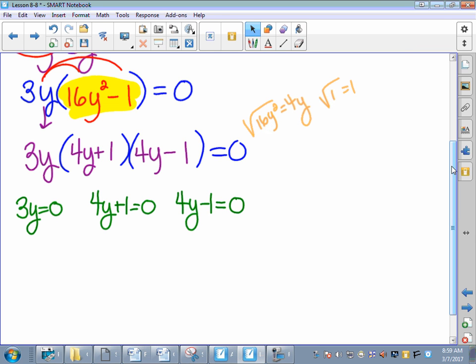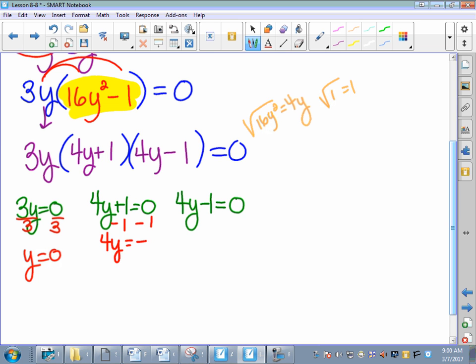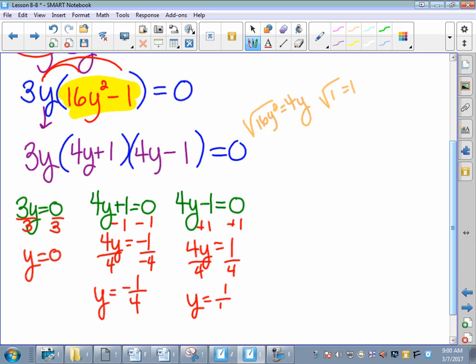And now hit pause, solve those. If I want to solve this one, I divide by 3, and I still have a 0. If I want to solve this one, I subtract 1 and divide by 4, and I get a -1/4. If I want to solve this one, I add 1 and divide by 4, so I get a +1/4. So my solution set for this problem is going to be 0, +1/4, and -1/4.